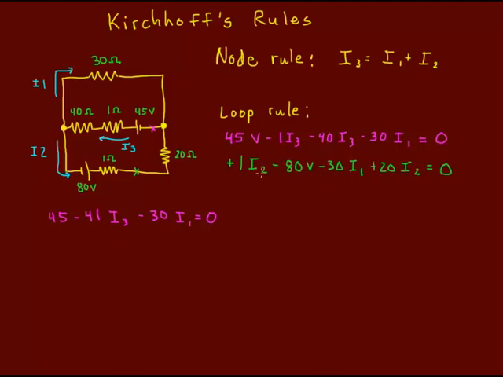The other equation, you notice I've got a plus 20 I2 and a plus 1 I2. I'm actually going to put the voltages first. That's just a preference I have. I'm going to write minus 80, and plus 21 I2, and then I have my minus 30 I1. At this point, what you've done is you've created enough equations to solve for your unknowns. I've got an equation up here, the node rule. I've got two equations down here. If you have three unknowns, you need three equations.